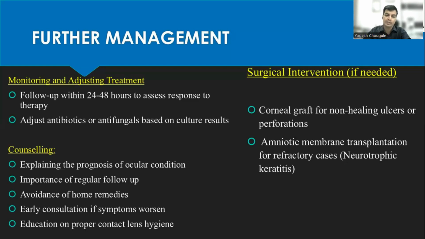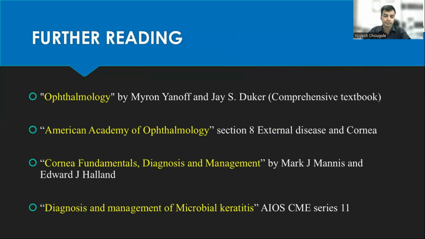When an ulcer fails to heal despite medical therapy, surgical options are necessary. A therapeutic keratoplasty is performed for deep ulcers or perforations to restore corneal integrity. In cases like neurotrophic keratitis, where healing is impaired, amniotic membrane transplantation provides essential support for regeneration.